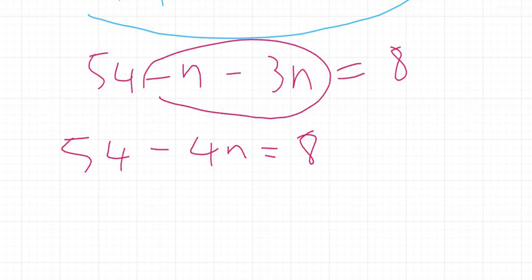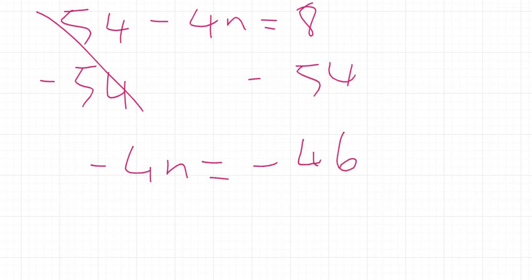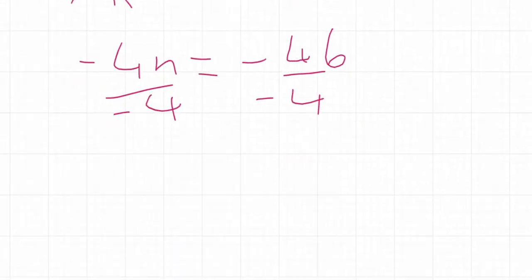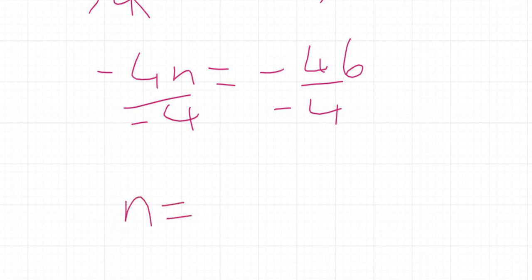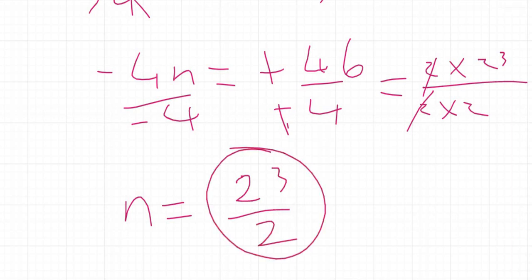We could actually now make n the subject. So we have to subtract 54 from both sides, and when we do that, this cancels that. I have negative 4n is equal to negative 46. If we divide both sides by negative 4, we end up with n is equal to 46 over 4. If we factor this, we could say 2 times 2, and 2 times 23. That 2 cancels that 2, so it leaves us with just 23 over 2. And this was the same thing that we got when we were doing the elimination.